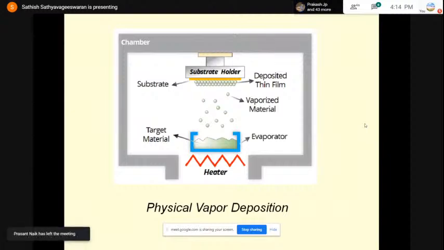And here also the coating won't be uniform. As your target material is vaporized, it can deposit anywhere. It is not essential that it has to be deposited only on the substrate. It can be deposited anywhere. So that is a major drawback, and it lacks uniformity. The coating thickness won't be uniform. And coming to the application, this is mainly used for enhancing the wear resistance for cutting tool.